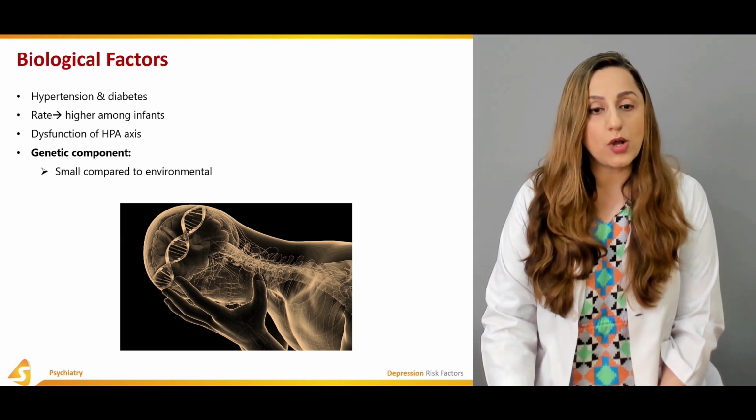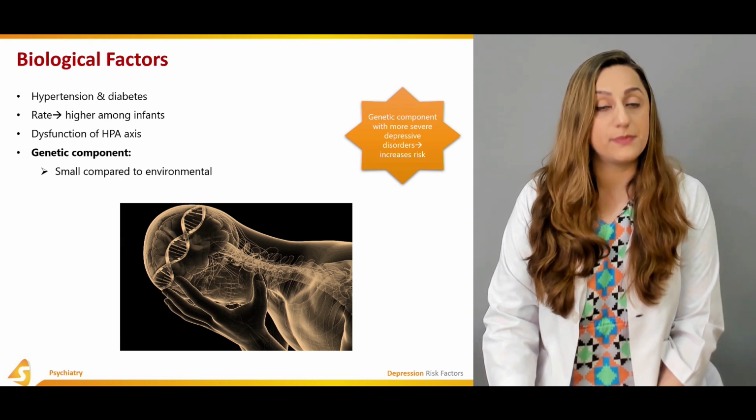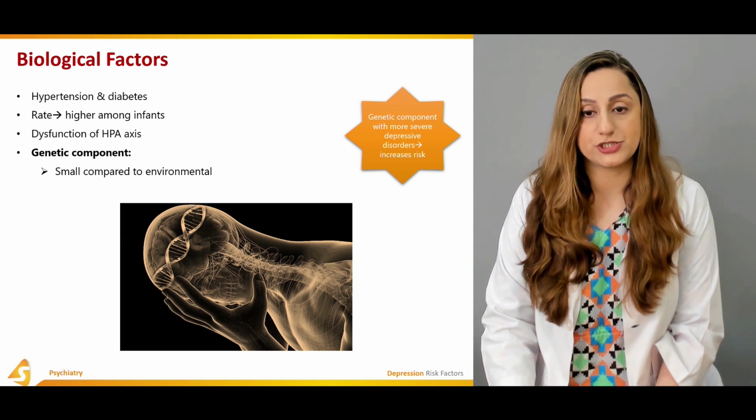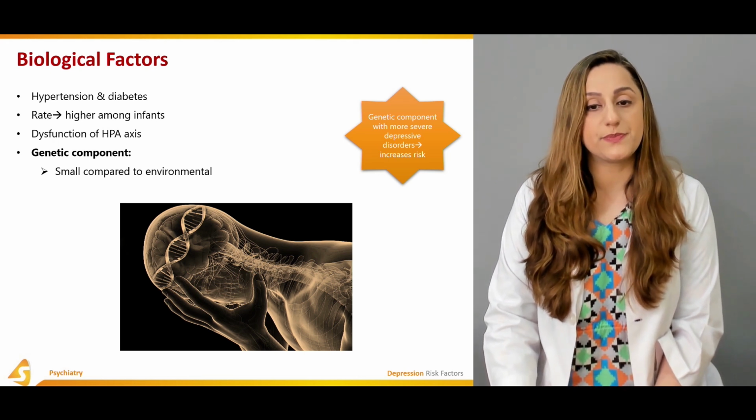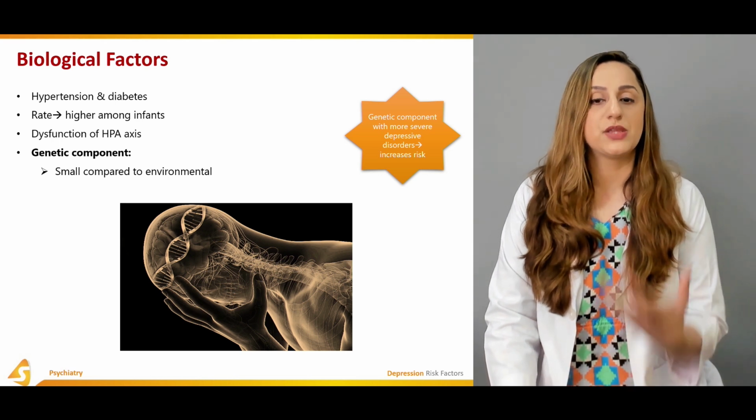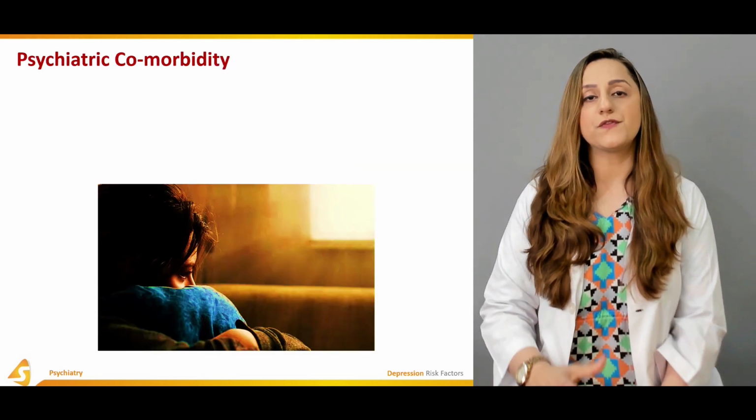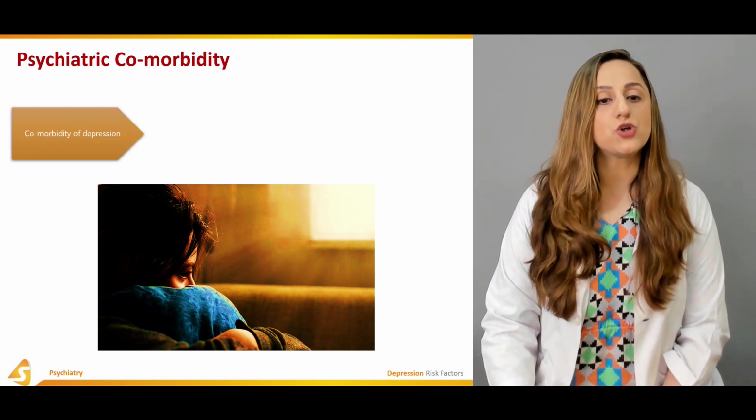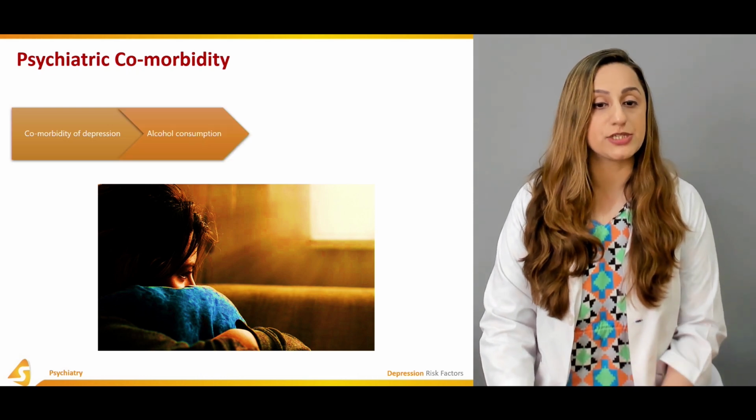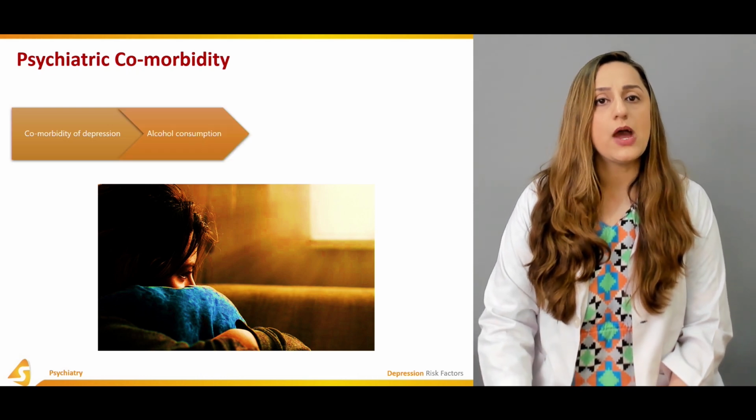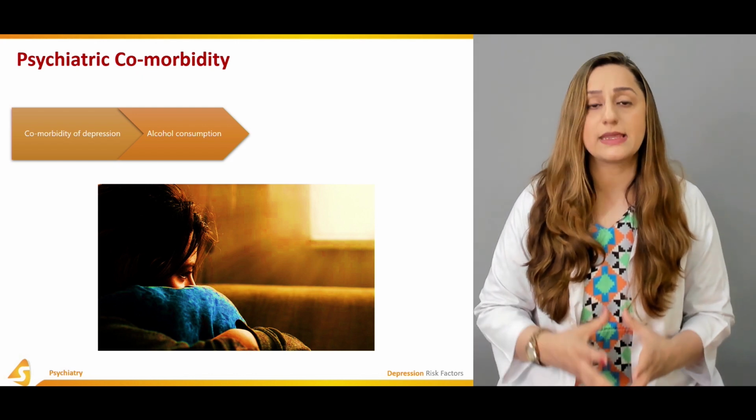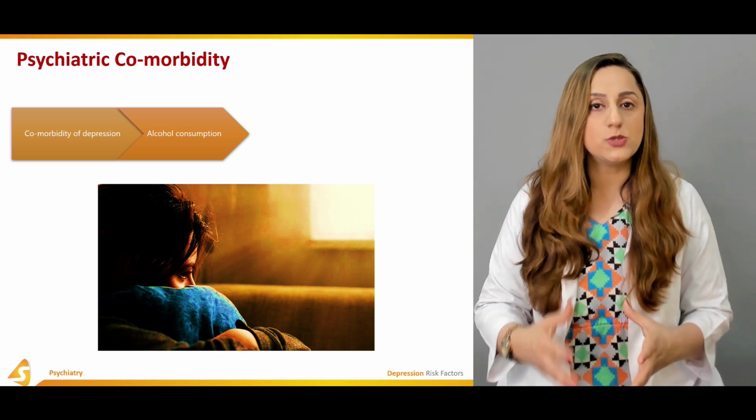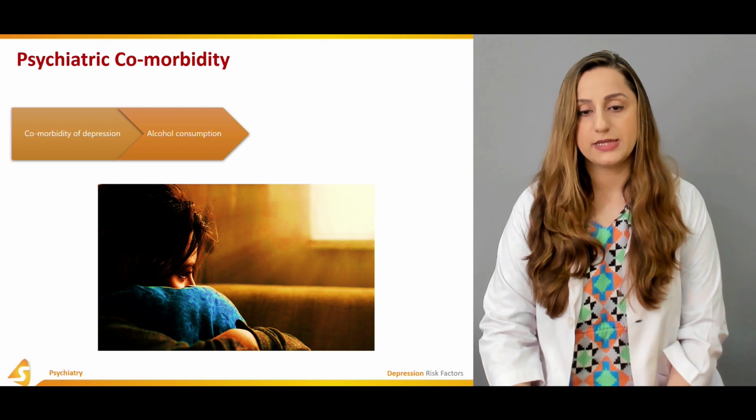They are small compared to the environmental factors, and the environmental factors basically play a pivotal role in the etiology of depression. The genetic components with more severe depressive episodes basically increase the risk of depression. Then there are a lot of states which are known as the psychiatric comorbidities, and when we talk about the comorbidity of depression, it can be alcohol consumption, or it can be any substance abuse, and even cannabis is associated with this. The people who are using cannabis are more prone to depression.